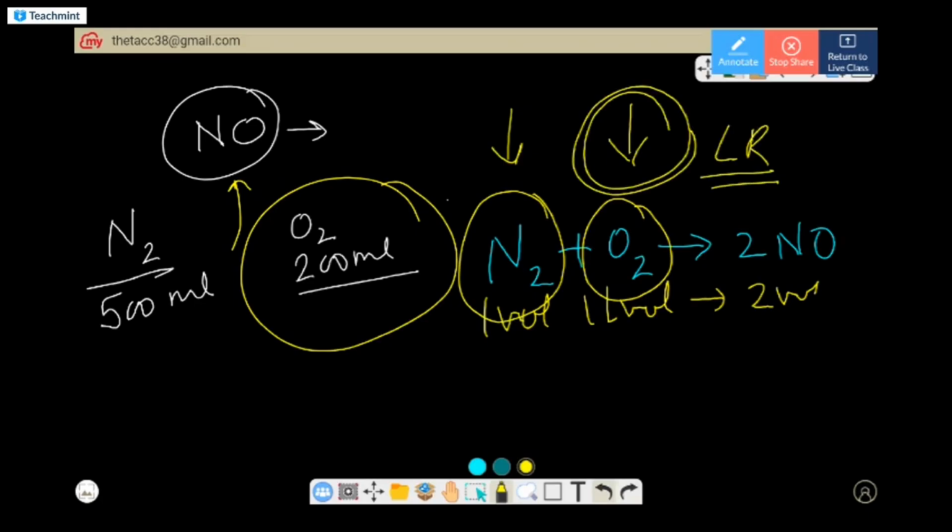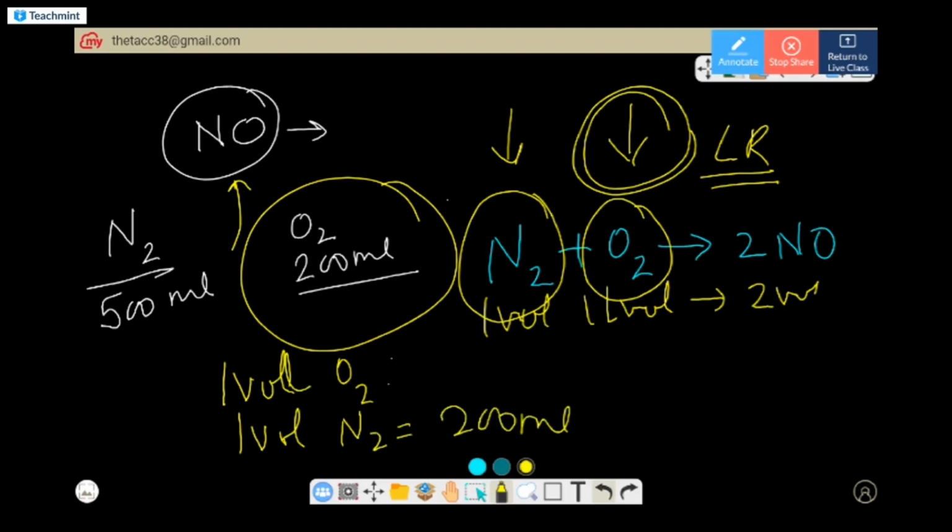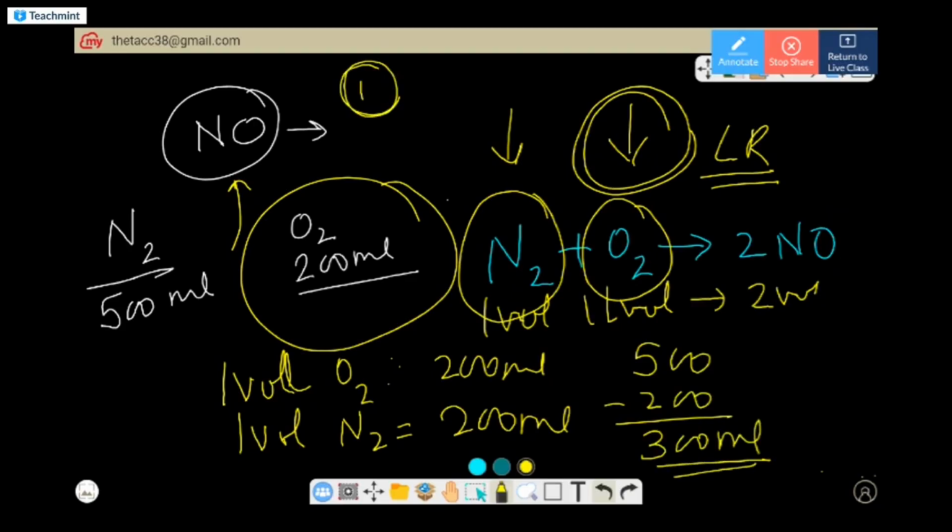So 1 volume of oxygen means 200 ml, and accordingly I should have had that much nitrogen. We'll go by the oxygen only. So how much is left out? 1 volume of N2 should also technically be 200, but in the sample they have given me 500. So the left out will be 300 ml. So one thing in the result is extra nitrogen. How much is it? 300 ml has gone waste.